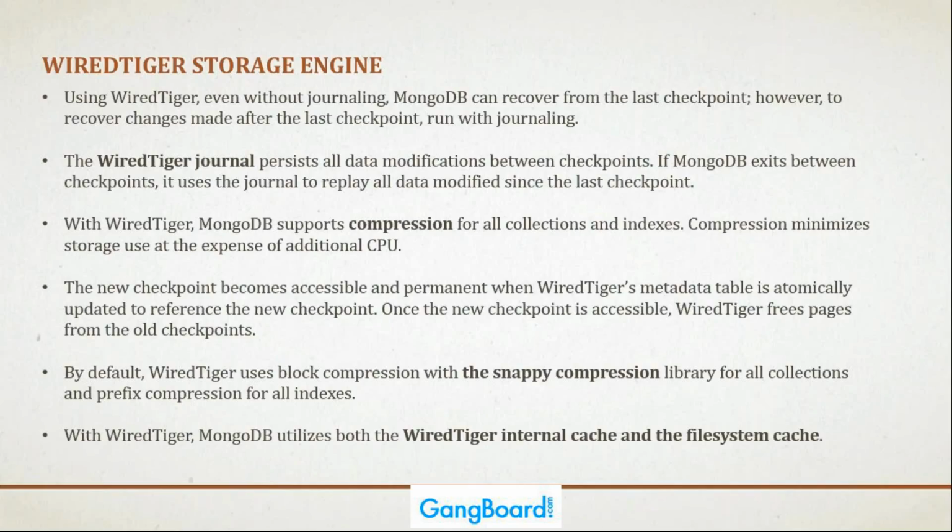The next is, as I said, MongoDB supports compression for all the collections and indexes. The default compression is snappy compression. There are two compressions in MongoDB: one is snappy and another one is zlib. The default one is snappy compression. Snappy provides less compression and more performance.